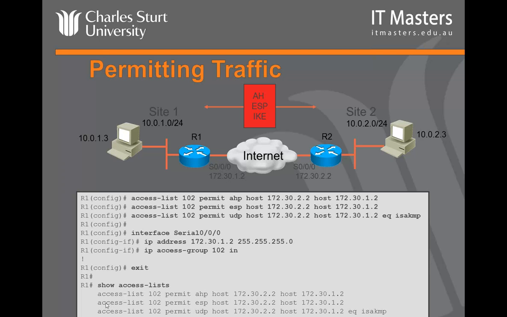And then if we go show access list, this is just the output we're going to get on router 1. Now we need to also provide that on router 2, but the big difference will be the IP addresses will be the opposite way around because you need to permit it from router 1 to router 2.